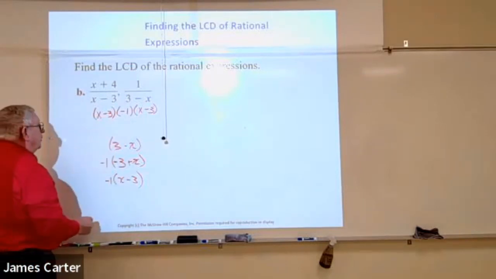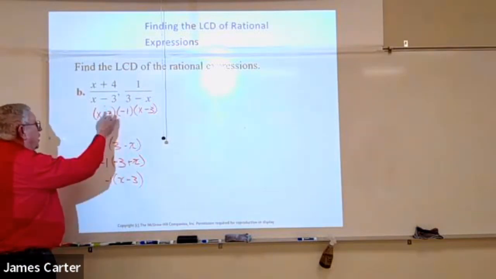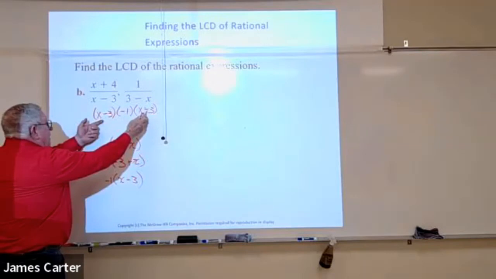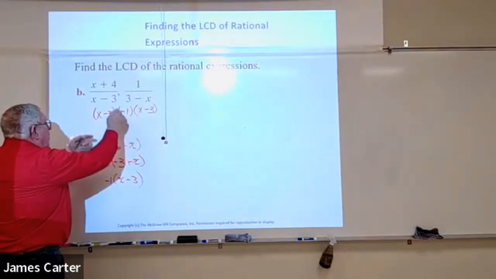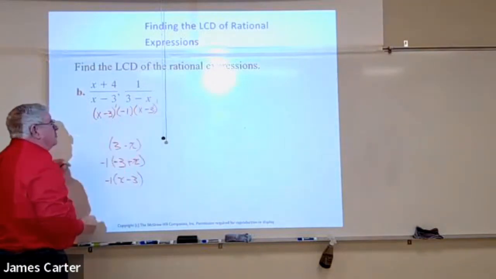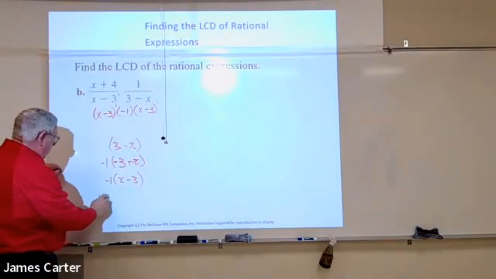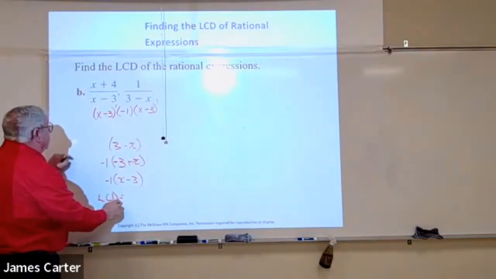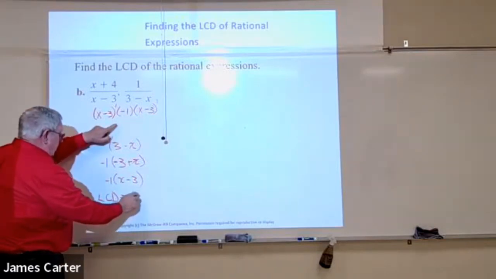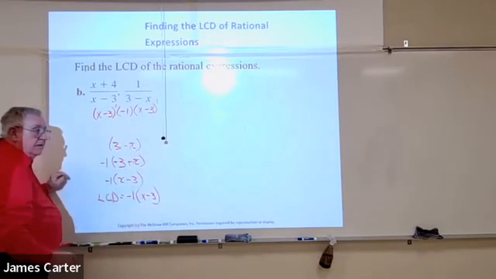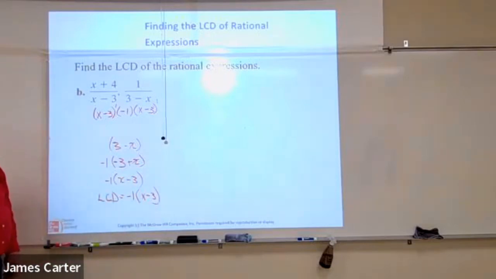Now, you could put, what is your, I haven't finished this problem. What is the least common denominator? Well, this is just the same thing on both of these, and both of these are to the first power. So my least common denominator then is -1 times x minus 3.